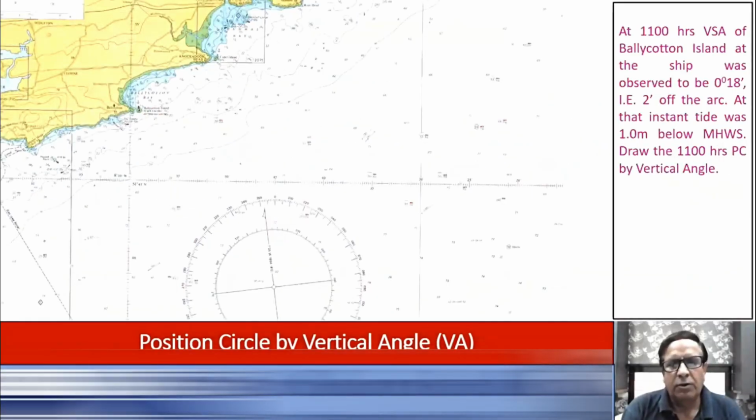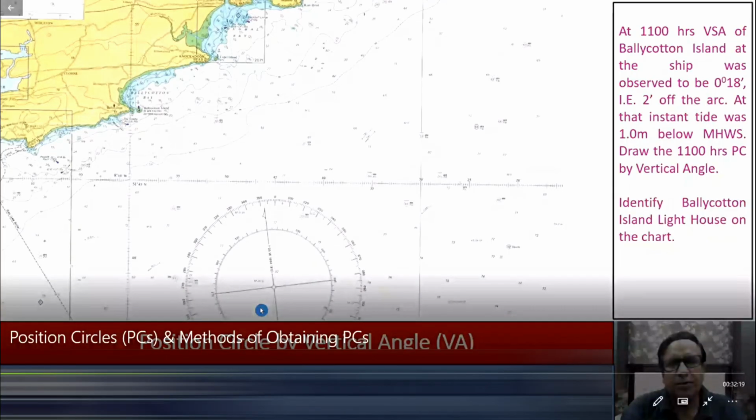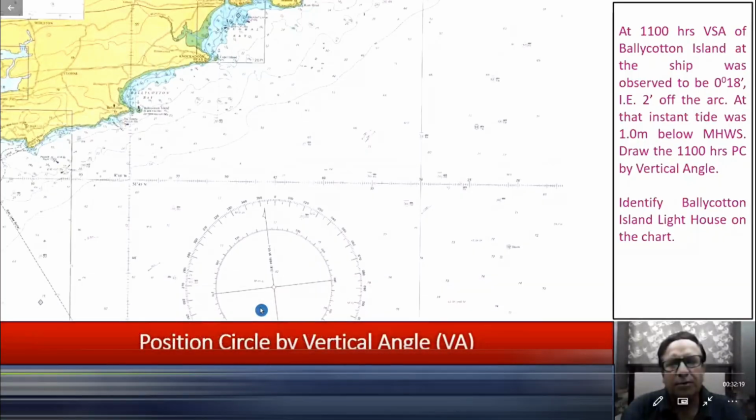Let's learn drawing of a position circle by vertical angle through this simple example. At 1100 hours, vertical sextant angle of Ballycotton Island at ship was observed to be 0 degrees 18 minutes. Index error 2 minutes off the arc. At that instant, the tide was 1 meter below mean high water spring. Draw the 1100 hour position circle by vertical angle. So first and foremost, just note down these figures in your notebook, beta. We will calculate and see if we get the right answer.